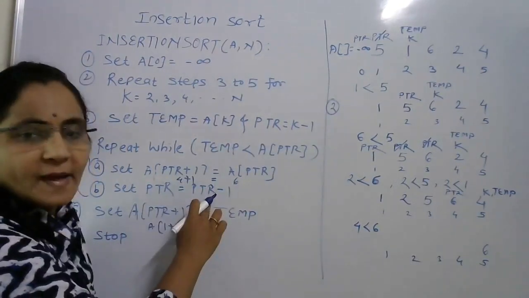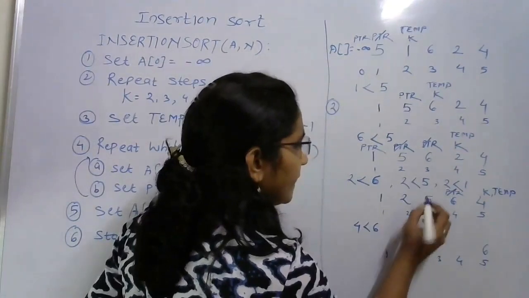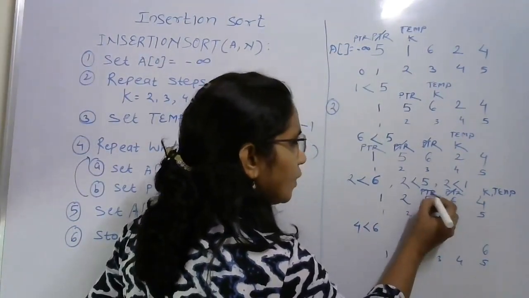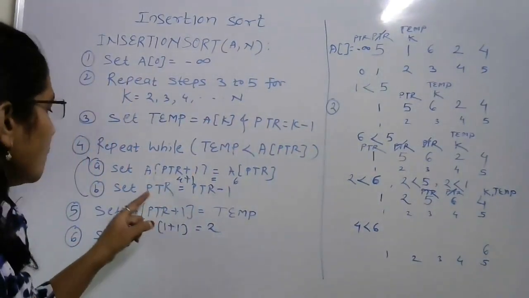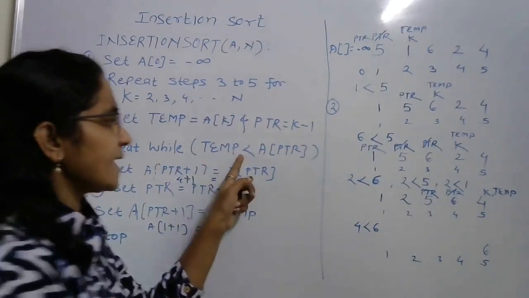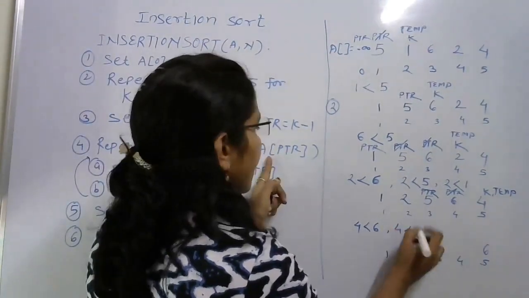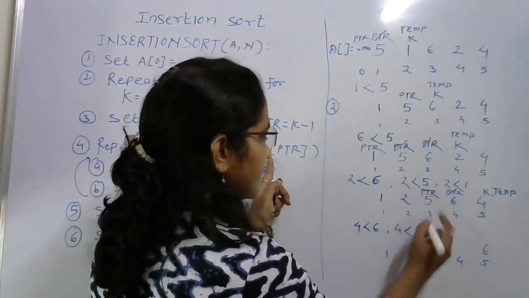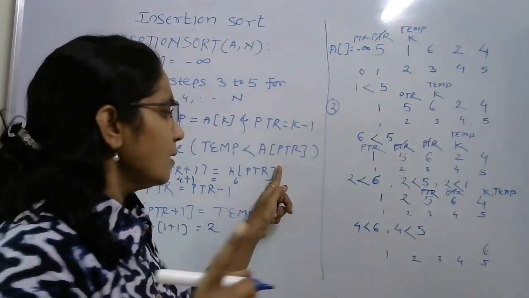PTR equal to PTR minus 1. Your PTR will get updated to the previous location, location 3. So PTR is located at the third location now. Once again it goes back to the loop and checks whether temporary is less than A of PTR. The value of temporary is what? 4. That is less than A of PTR. The content of PTR is 5. Yes, the condition becomes true. 4 is less than 5.